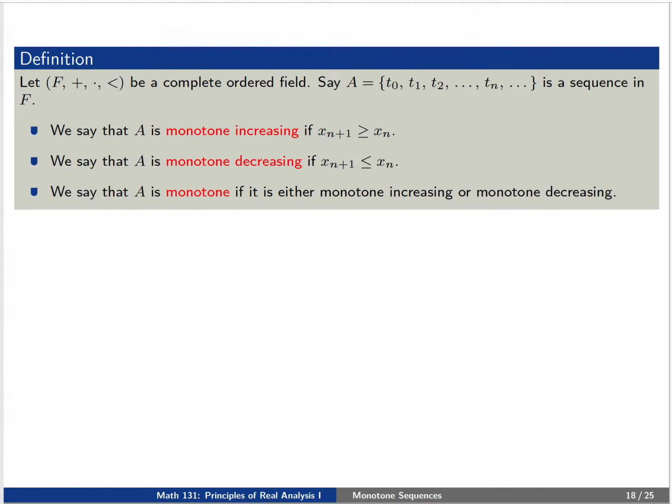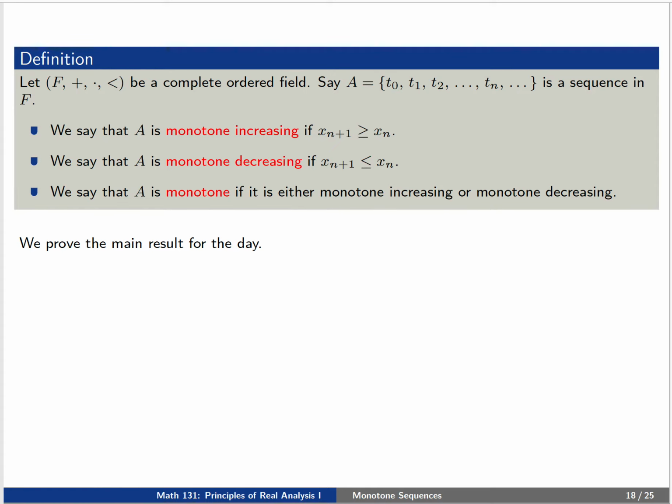Say that we have a complete ordered field F, and let's say that A is a sequence consisting of t_0, t_1, t_2, and so forth. We'll say that our sequence is monotone increasing if t_(n+1) is greater than or equal to t_n. We'll say that our sequence is monotone decreasing if t_(n+1) is less than t_n. We'll simply say that our sequence is monotone if it is either monotone increasing or monotone decreasing.